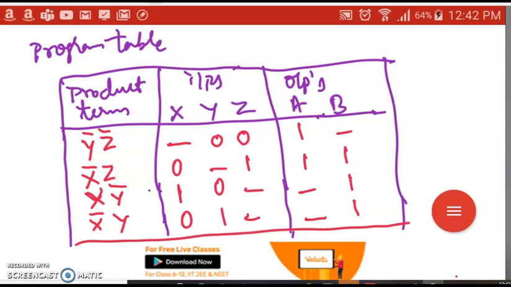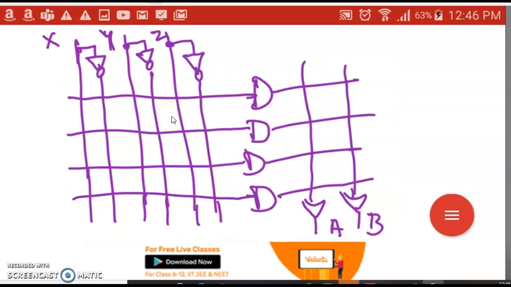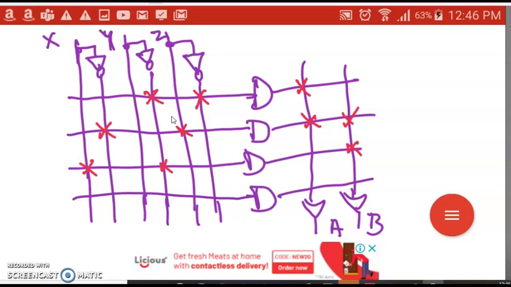Now we need to draw the circuit for this. So column by column, row by row. Y bar Z bar: you connect this Y bar and Z bar, that is 0, 0 we have written in place of this, and this term is there only in the A function, so put a cross mark for that. X bar Z: this term is there in both A and B, put a cross mark for both of these. Then X Y bar, it's there only in B, put a cross mark for this. Then X bar Y, it's there only in B, put a cross mark for this. So this is the circuit for the problem.